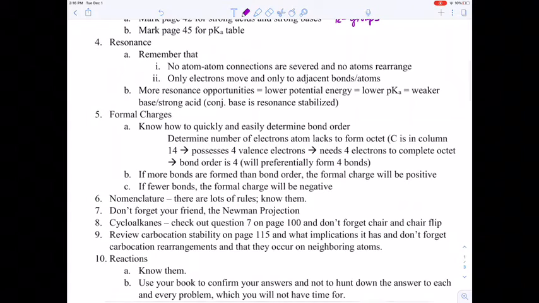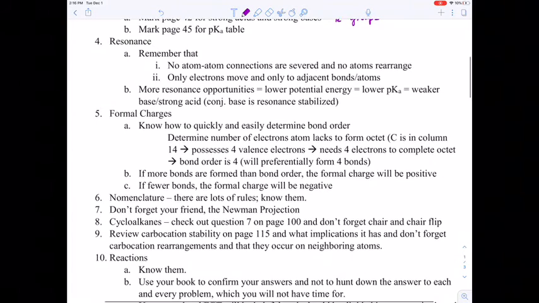With resonance, remember that no atom-to-atom connections are severed. It says severed, it should say severed, sorry. And no atoms rearrange with a resonance structure. Only electrons move, and only to adjacent atoms or bonds. So even now, before Thanksgiving, I saw people having some issues with that. So make sure you're aware of that.